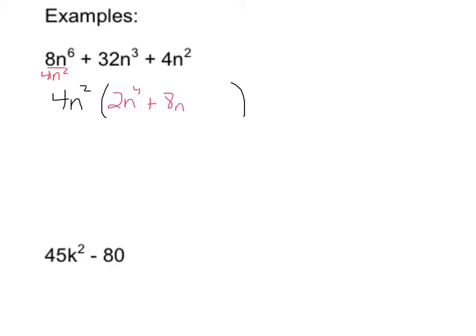4n squared divided by 4n squared, a lot of people would like to write nothing, but when something is divided by itself, we have 1. And the way to check that is if we were to redistribute, we should end up with the beginning term.